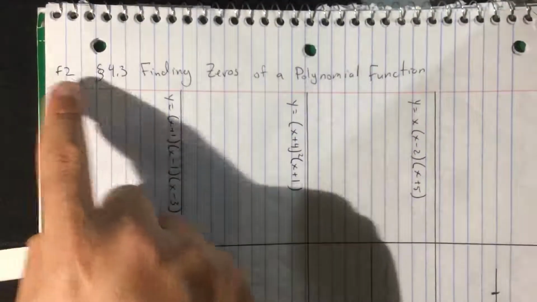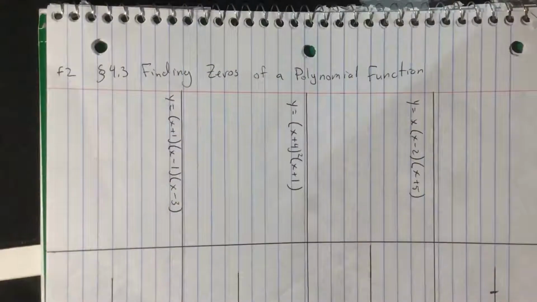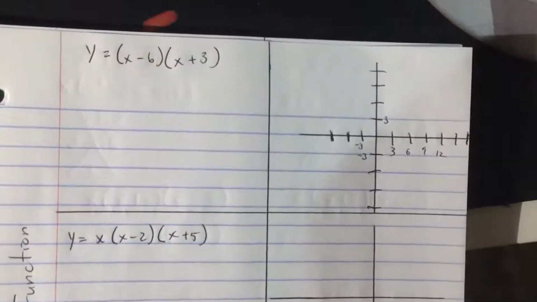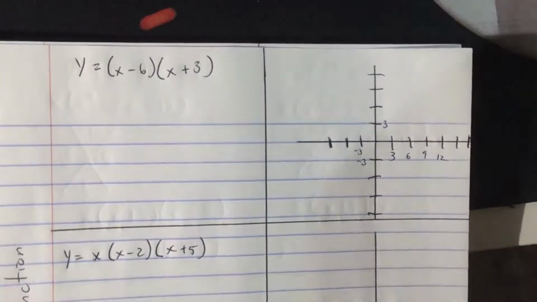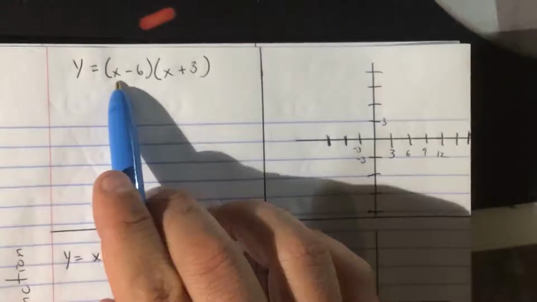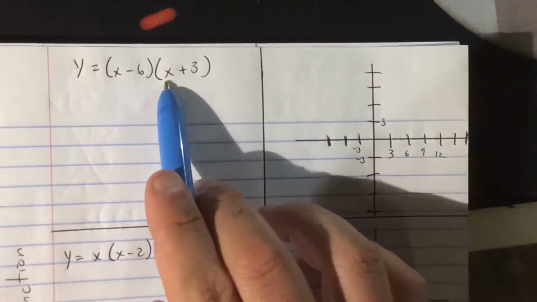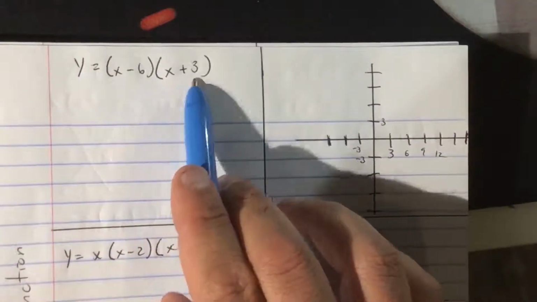This is foldable number 2, section 4.3, finding the zeros of a polynomial function. So we're going to go ahead and get into it. The first one here we have is this one right here. For this one we have y is equal to (x minus 6)(x plus 3).